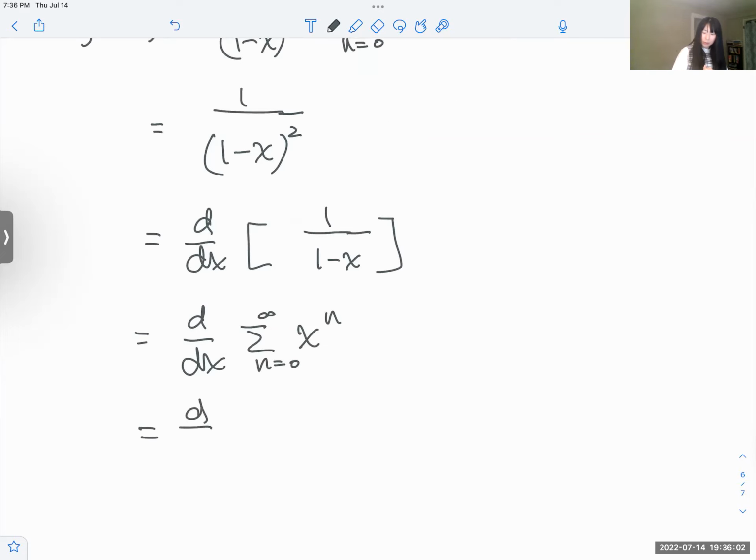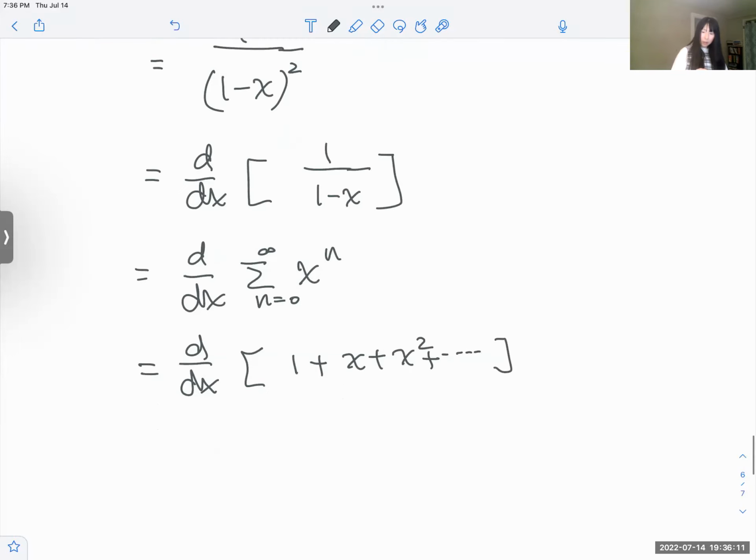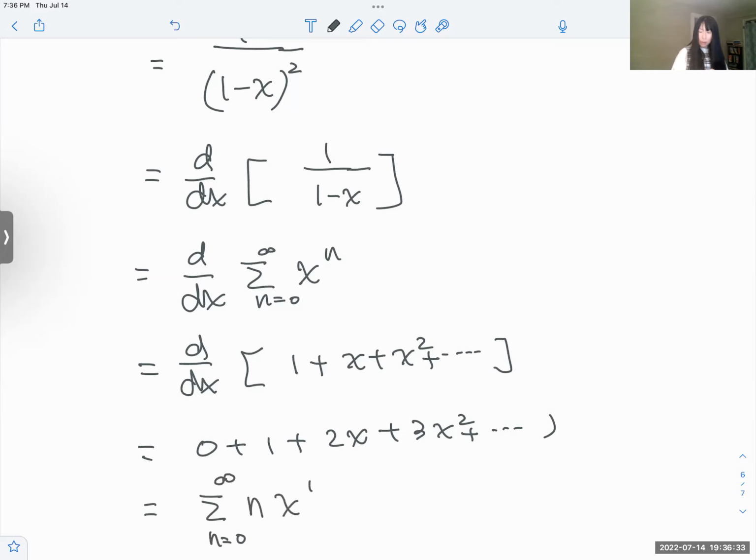Okay, then we take the derivative of this. Then we have 1 plus x squared, okay, then 0 plus 1, 0 plus 1 and then 2x, plus 3x to the second power. Then we can create the power series, which is the sum from 0 to infinity of x to the n minus 1. But we know everything already. That's why this one is too easy, right? Okay.